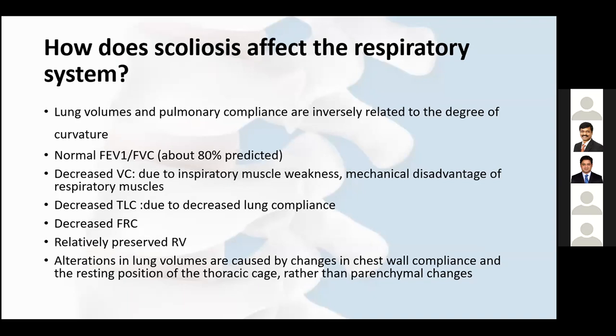What are the cardiovascular changes? What are the cardiovascular complications or congenital? Anything cardiovascular changes, any chamber abnormality or any other thing that you have to look for when you assess a case of scoliosis, Soumya? Yes, sir.